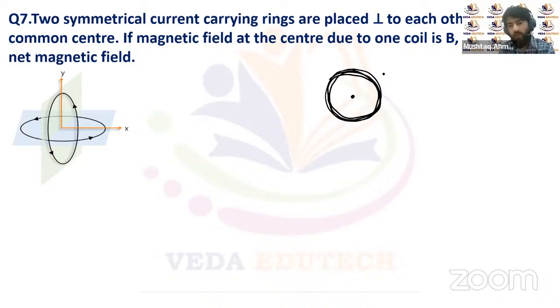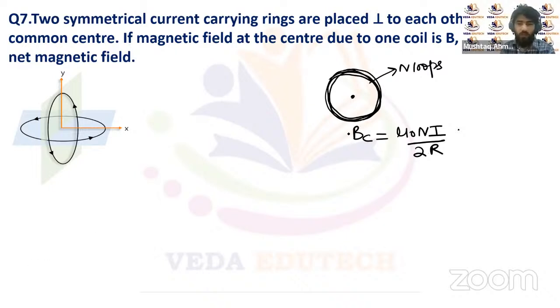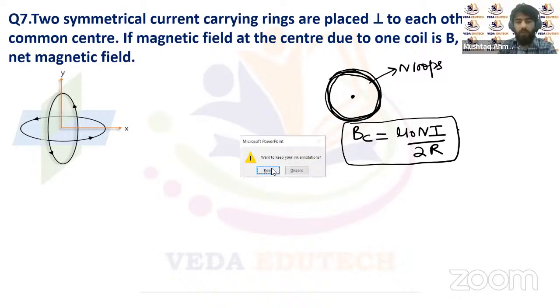Then because of these n loops, the magnetic field at the center will be mu naught N I upon 2R, right? We have to just multiply it with a factor of n to calculate the net magnetic field due to n number of loops. So the net magnetic field will be mu naught N I upon 2R at the center.